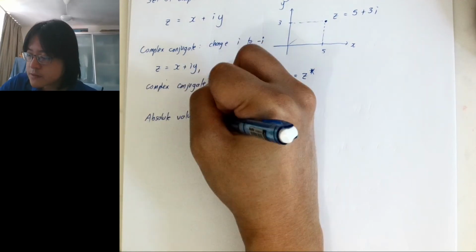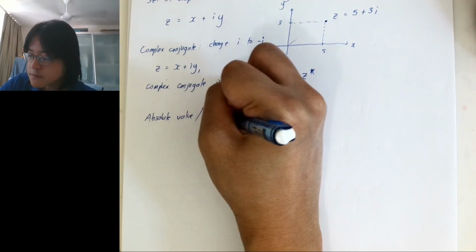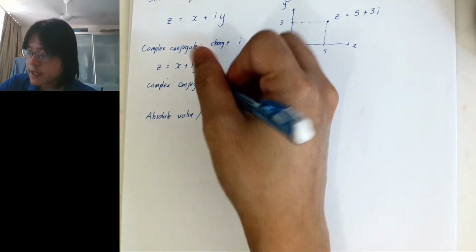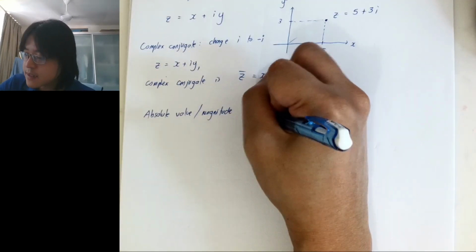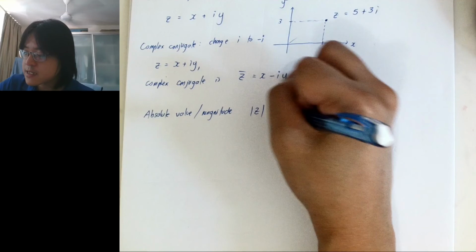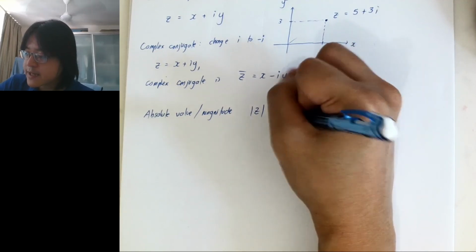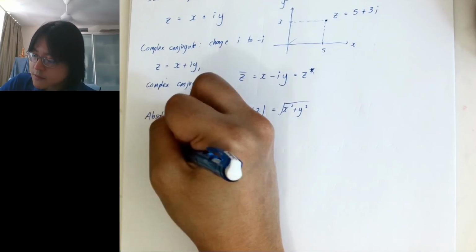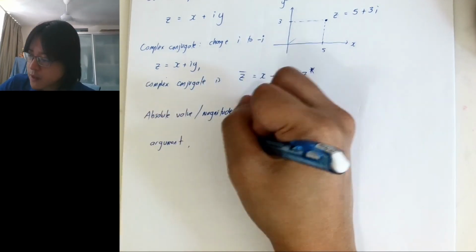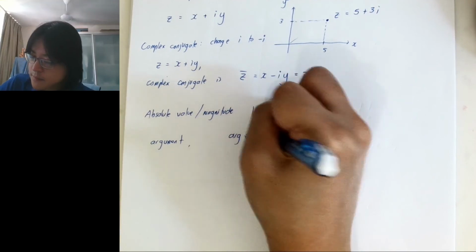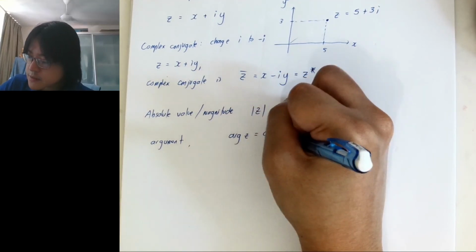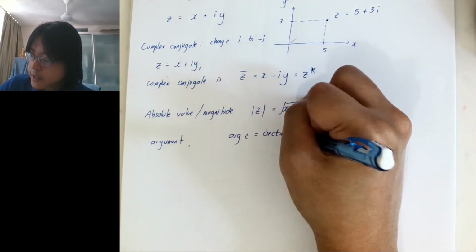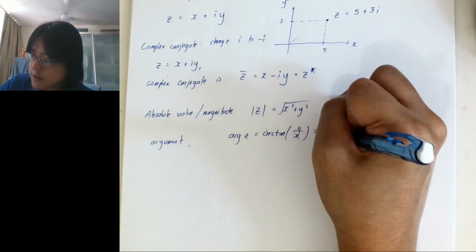or its magnitude, right? So given a complex number z, the absolute value of z is just the square root of x squared plus y squared. It's like finding the length of the vector. And also the argument, we call it argument of z, is just the inverse tangent of y over x, and we call this theta.